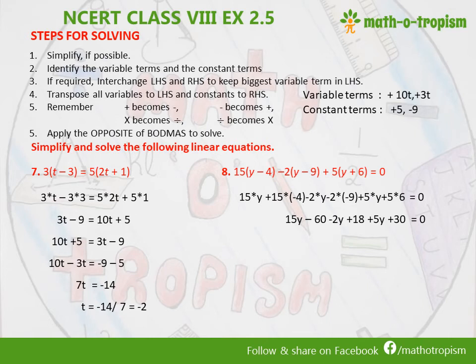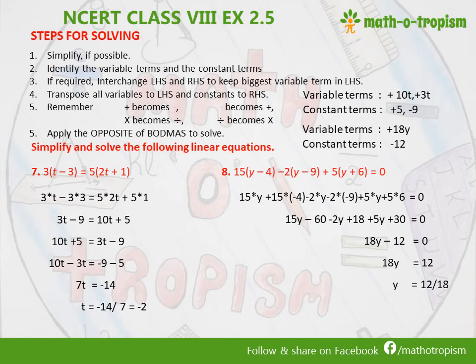So when we add all the y's, we get 18y minus 12 is equal to 0. We take the 12 to the right hand side, so 18y is equal to 12. When we take 18 to the right hand side, it becomes 12 by 18. So y is equal to 2 by 3 when we are simplifying.